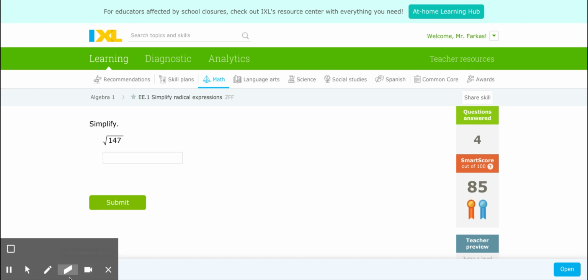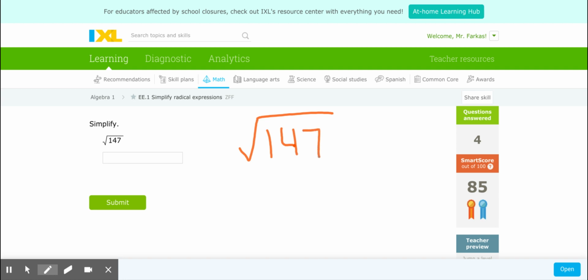All right, let's simplify this one. 147. Let's think if there's anything that we can divide this by to simplify it. Well, I see a 14 and I see a 7. And I know that 14 and 7 are related because 7 times 2 is 14. So that gives me a sneaking suspicion that this actually might be 7 times something. Well, 7 times 20 would give me 140. And then there's only 7 left, so that would be one more 7. So this must be 7 times 21.